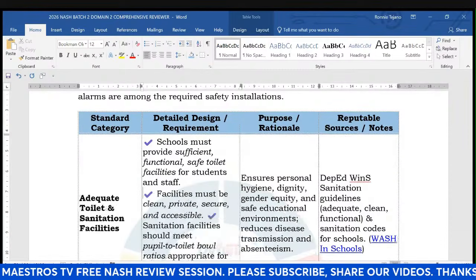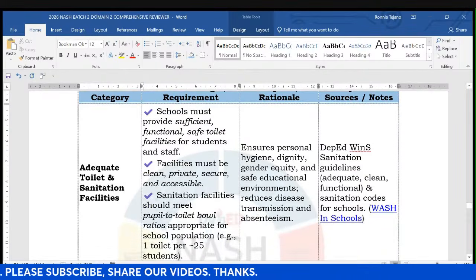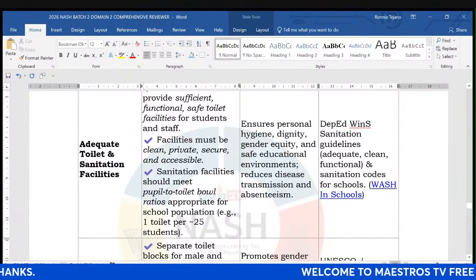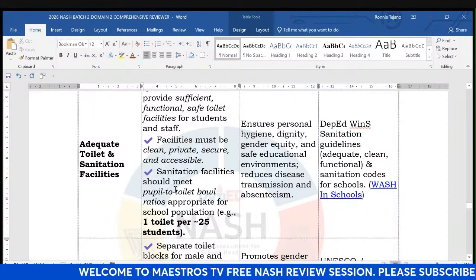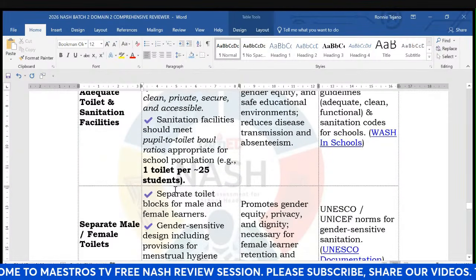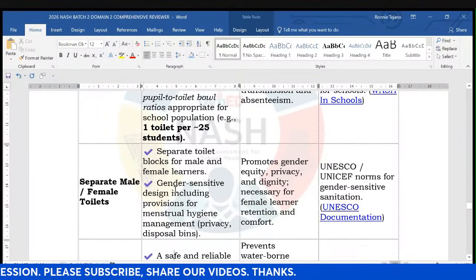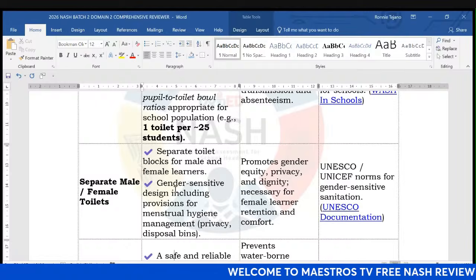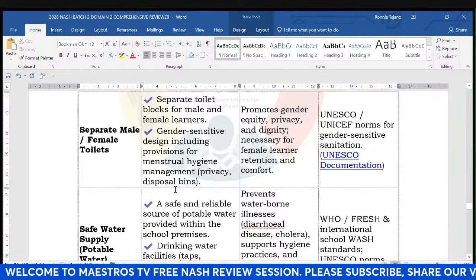Okay, on toilets. Meron tayong ratio for pupil toilet bowl, no? It's one toilet per 25 students. Lumabas ito sa test. What's the pupil toilet bowl ratio requirement? For the separate male-female toilet, that's gender-sensitive design, including the provisions of menstrual hygiene management and privacy and disposal bins.